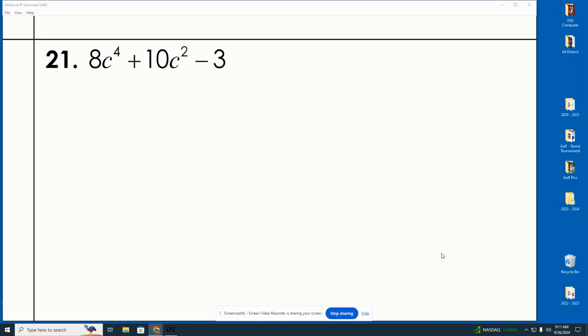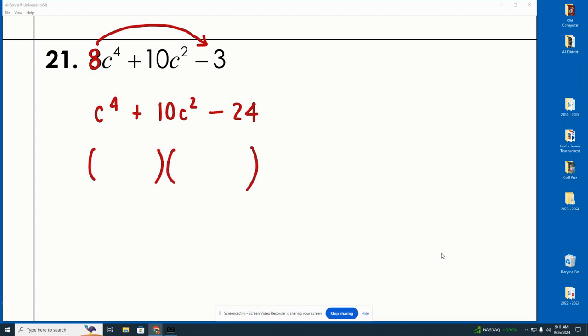So when I look at this problem, and I know I need to take it down into two binomials, I recognize that A is not 1. It's not 1. It's an 8. So what method am I going to use to factor? The over, under. So c to the fourth plus 10c squared drops down. And what is 8 times negative 3? So let's factor this. Ready? Into two binomials. What multiplies by itself to get c to the fourth?